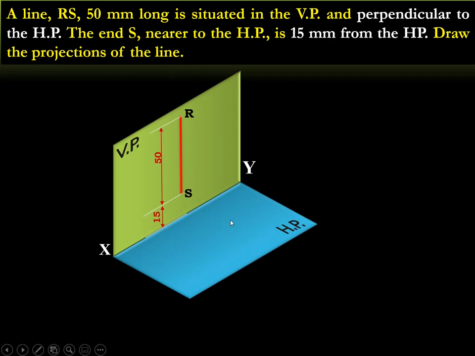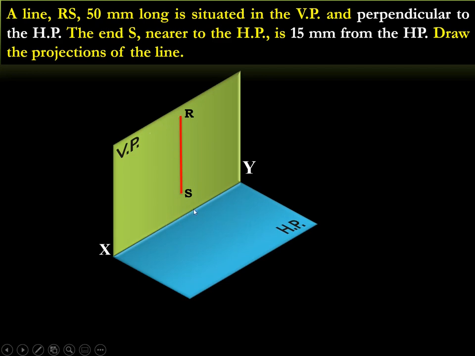The pictorial representation of the given problem is shown here. From this diagram we can understand that the true length of the straight line capital RS is 50 mm and one end of the line, capital S, is located 15 mm above the horizontal plane.